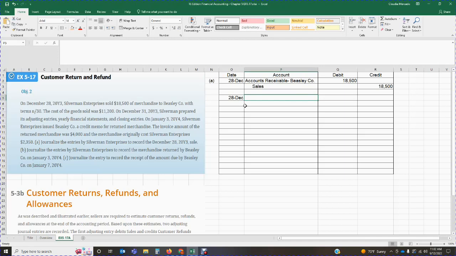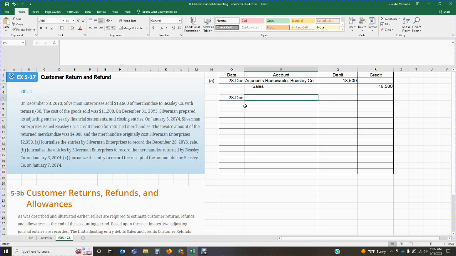Well, I sold goods, so that means I must have gone to my warehouse and taken $18,500 worth of merchandise out of it. If I took $18,500 of merchandise out of my warehouse, do I have more or less inventory? We should have less inventory because we just sold some of that and sent it to Beasley. So your inventory has to decrease.